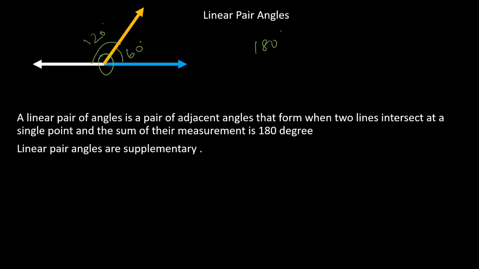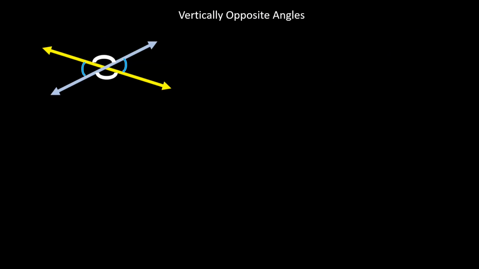Here you can see the linear pair angles make a line, and it may be like this also. The linear pair angles will make a line like this. If you take this as 110 and this as 70, this is a line, right? However it may be, the linear pair angles will form a line, right? Okay, you understand that.